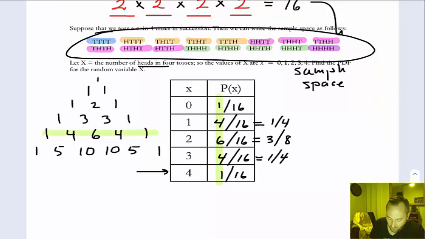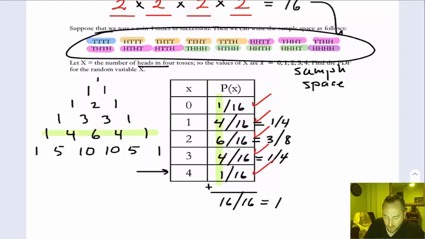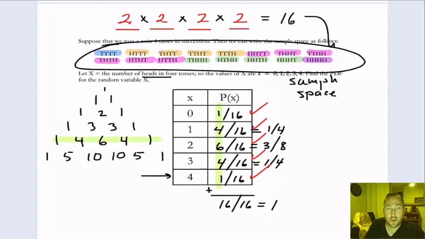But anyway, here we want to verify: is this indeed a PDF? If I add those all up, I need to get 16/16ths. You can add in your head: 1 plus 4 is 5, 5 plus 6 is 11, 11 plus 4 is 15, 15 plus 1 is 16, and we've got 16/16ths, which is equal to 1. The other thing to verify is that none of those probabilities are negative, nor over the value of 1, and that's the case for each one. So that verifies it, and this completes the problem, filling out the PDF for 4 flips of a fair coin.